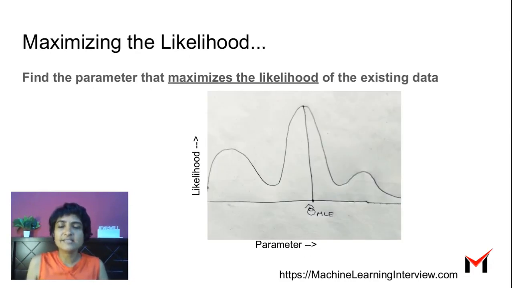So once again, let's recap what we have seen. We have seen what the maximum likelihood estimate is and why we care about it. We have seen how one can actually find parameters of a machine learning model by writing down the likelihood of the data and finding that parameter which maximizes the likelihood of the observed data or the existing data.